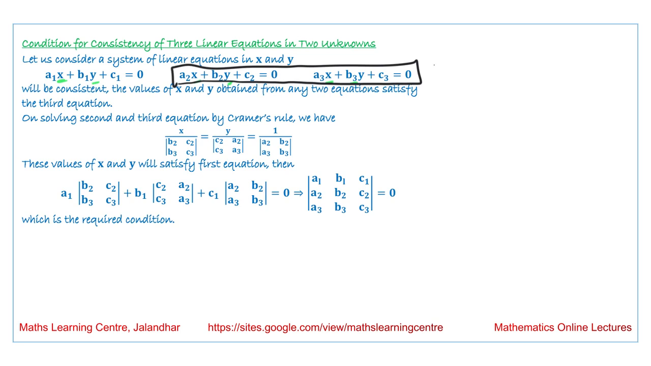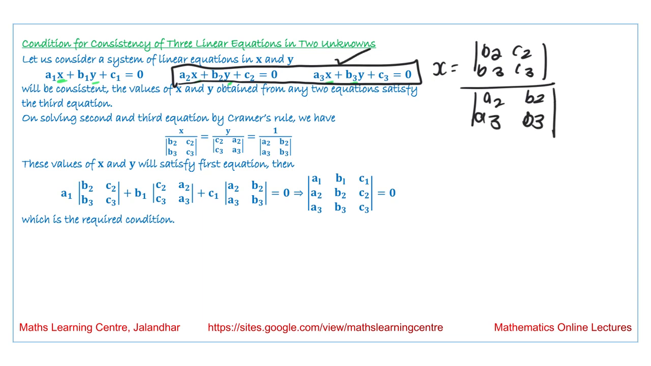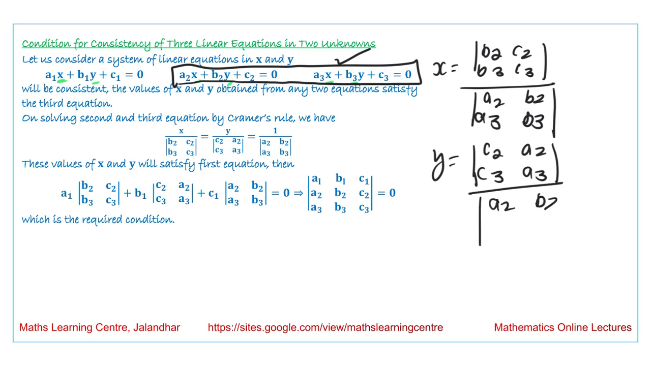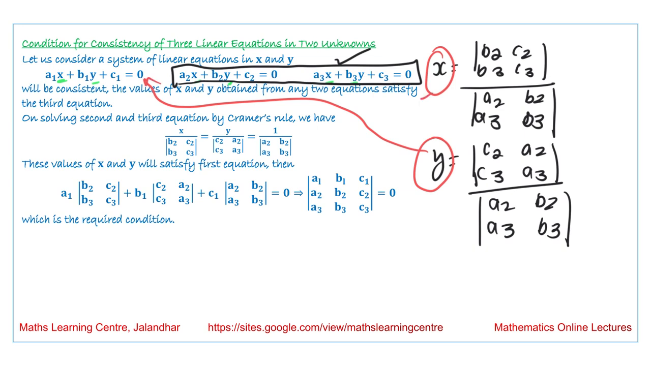Then the solution by Cramer's rule, we have x is equal to determinant of b2 c2, b3 c3, divided by determinant of a2 b2, a3 b3. We are considering these two equations in two unknowns, and the value of y we will have is determinant of c2 a2, c3 a3, divided by determinant of a2 b2, a3 b3. Now for solution to exist, these values of x and y should satisfy this equation.